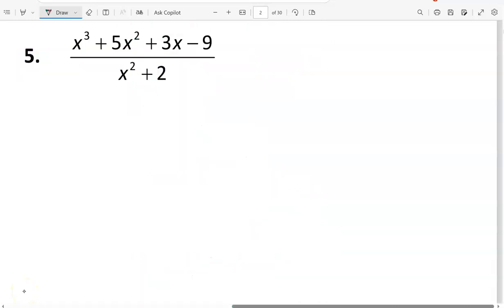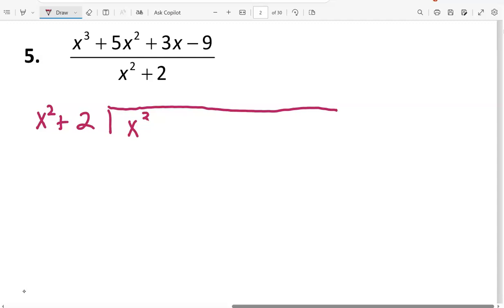In 5, we have a cubic function divided by a quadratic function. So our divisor is x squared plus 2. And you can write a 0 placeholder there if you want, but we can avoid doing that if you are able to do this. And I think that probably avoiding it is good. I like to write a 0 placeholder for the dividend, but for the divisor, I'd rather not. Okay, I don't believe we have any placeholders for the dividend: x cubed, x squared, x, and the constant term.